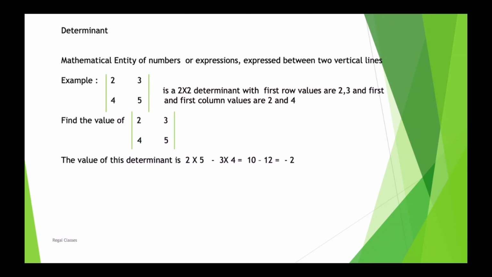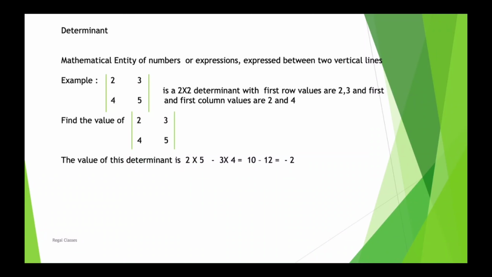What is a determinant? Determinant is a mathematical entity. It can have numbers or expressions or both, and this is expressed between two vertical lines. For example, 2, 3, 4, 5. 2, 3 is the first row, 4, 5 is the second row, 2, 4 first column, 3, 5 second column.